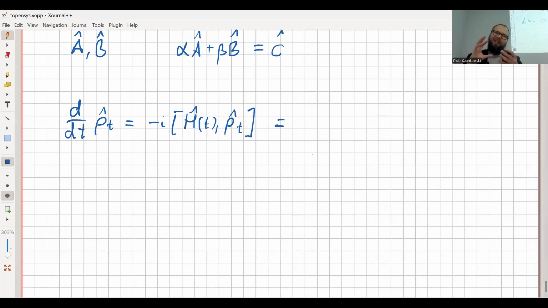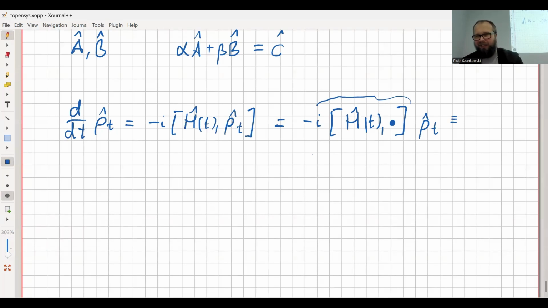But now, let's think of rho as a vector, and what's happening on the right hand side as an action of some super operator on rho. So you would write it like this, okay? So this thing now, this is what would be my super operator. And let me just pick a notation for this.